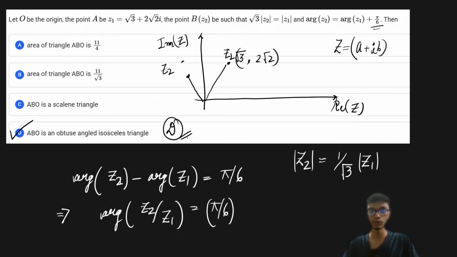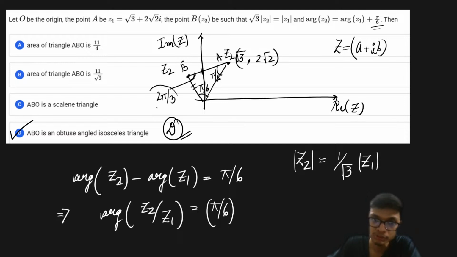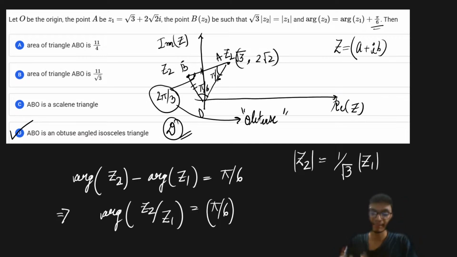I hope the solution is clear to all of you. So what I'm getting is this AB distance. Let us call this A, this B. So this AB distance is equal to OB, right? So this particular angle and this particular angle are the same. This angle is given as pi by 6, so this should also be pi by 6. From the sum of the angles in a triangle being 180, this particular angle is going to be 2 pi by 3, which means this triangle OAB is going to be an obtuse triangle, because one of the angles is obtuse, right? So it is going to be an obtuse angled isosceles triangle.